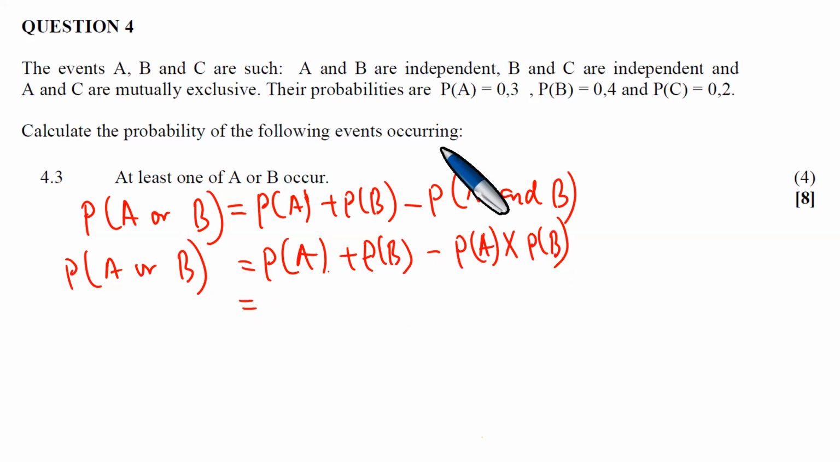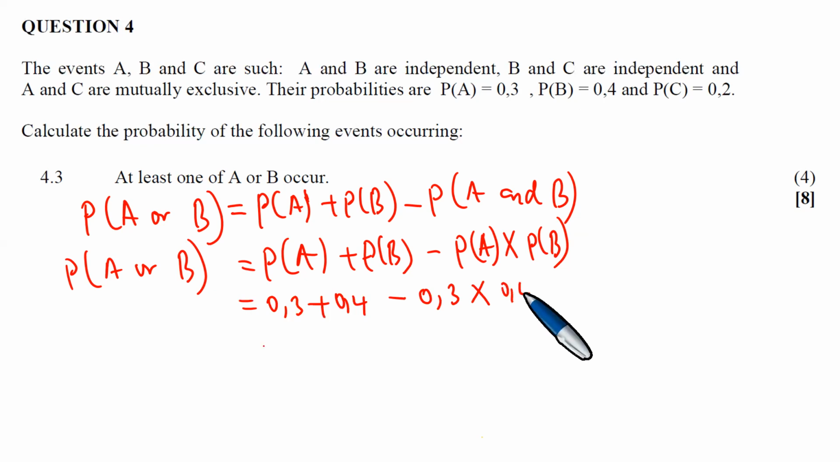Right, so the probability of A is 0.3. The probability of B is 0.4. The probability of A and B is what? You already know that of A is 0.3, put here. Because A and B are independent, you can just change these two to times. And then the probability of B is 0.4. Right, so you have, therefore, the probability of A or B.